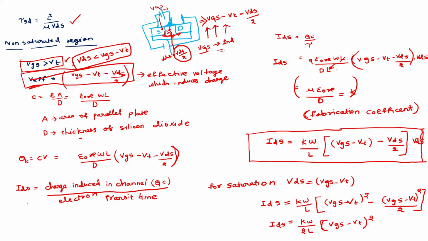So that capacitance is equal to epsilon A by D. Epsilon is nothing but epsilon oxide, because we have to take the permittivity of that particular thin silicon dioxide, and the area is equal to W by L.